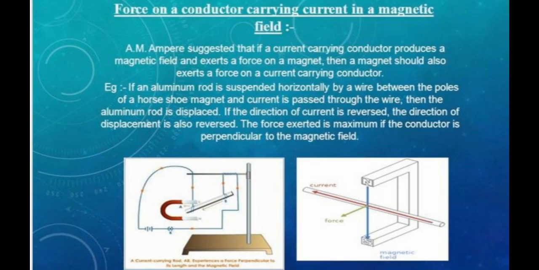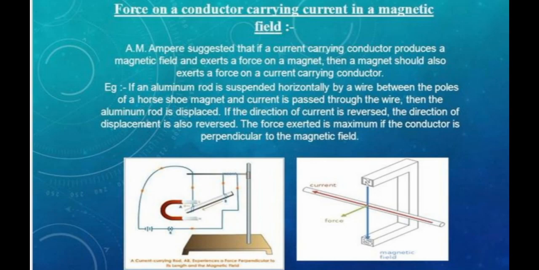How it actually happens is, when a current carrying conductor is placed in a magnetic field, it experiences a force, and because of this force it is going to move up or down. The direction of motion of the conductor depends upon the direction of current in the magnetic field. The second conclusion is that if you change the direction of the current, then the conductor can move up or down. If you want it to move up, you have to send the current from one side.